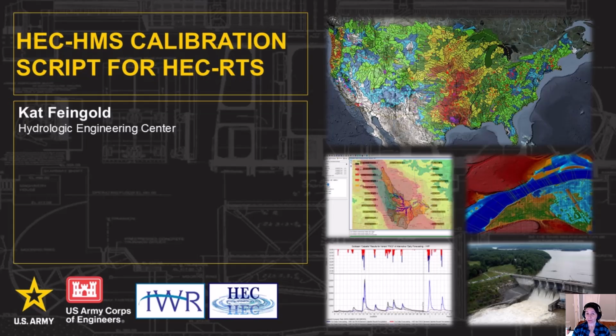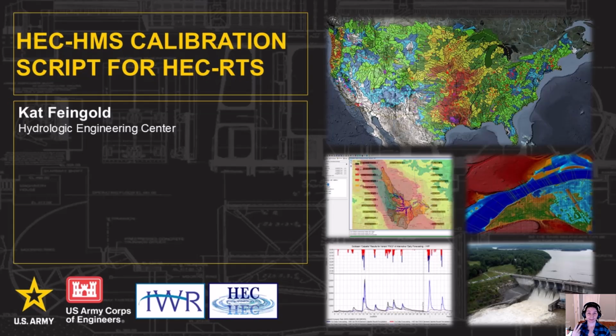Today, we're going to be taking a quick look at the use of the HEC-HMS Calibration Library script for use in HEC-RTS. The HEC-HMS Calibration Library script is designed for two specific things. One is to export and archive calibrated HEC-HMS parameter overrides that you may have created from an active forecast to a calibration library that can then be imported later.